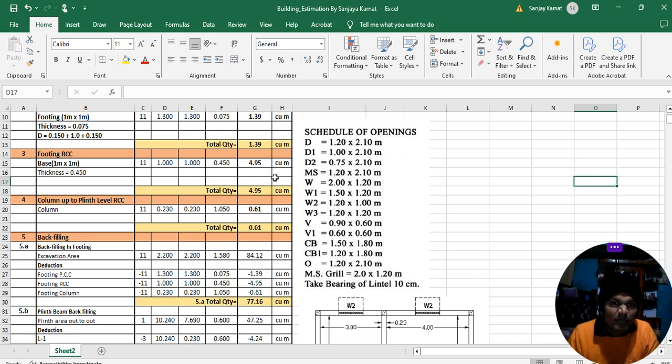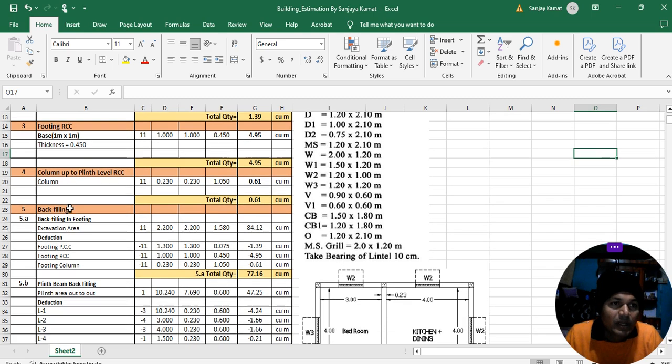Now we come to point number 4. For this point number 4, we are going to estimate for the column up to the plinth level RCC. Plinth level RCC means we are coming to the ground level, where our foot is standing. Our chair is standing on the plinth level, so we have to understand that. Okay, so now we are doing for the column.